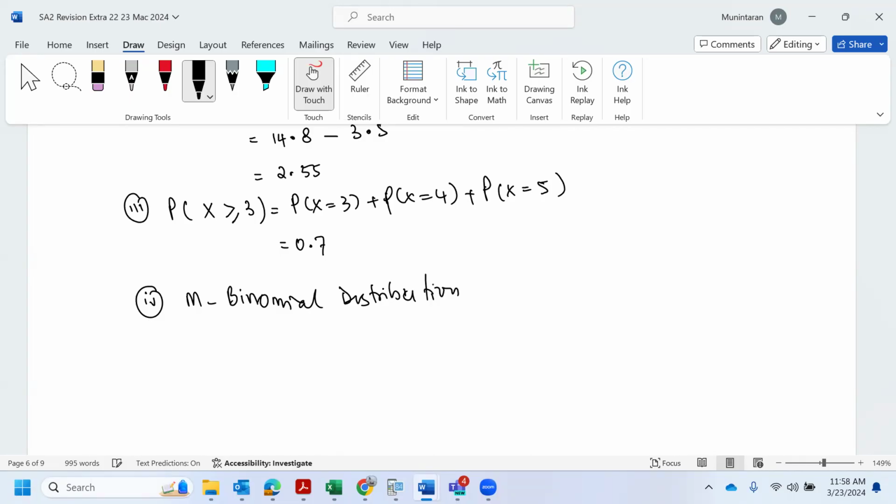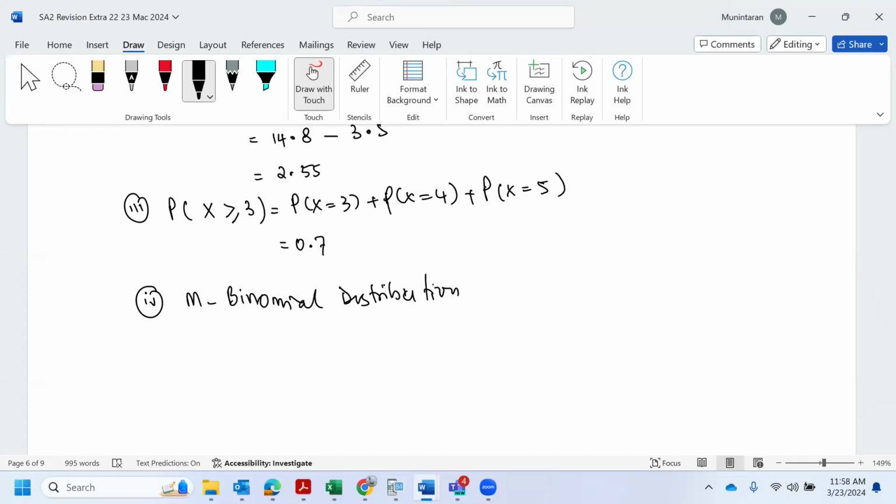That should be the answer, binomial distribution. Okay, binomial distribution. Why binomial? We already have a fixed number of trials, 30 students. We have the yes or no outcome: either they got more than half or not more than half. The probability of getting more than half is supposed to be always the same, 0.7.